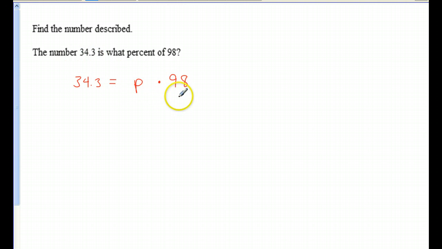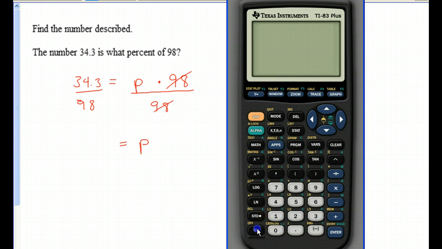We're solving for p, so we're going to divide both sides by 98 to get the p by itself. Hopefully you're starting to pick up on this idea: whatever's being done to the variable we're solving for, we have to undo. So if it's being multiplied by 98, we need to divide by 98. That's going to get rid of the 98s, and we have p equals, and then go to your calculator. 34.3 divided by 98, and we get 0.35.